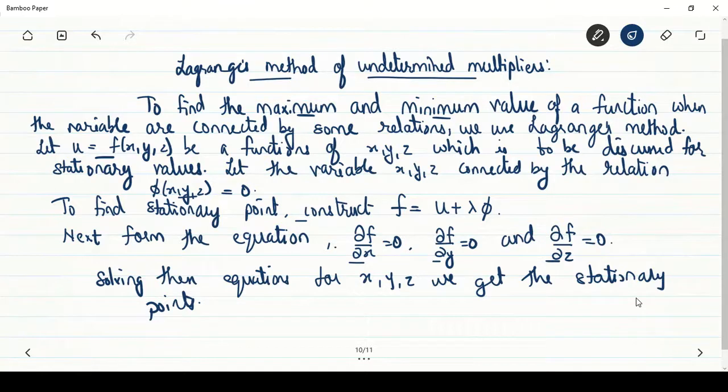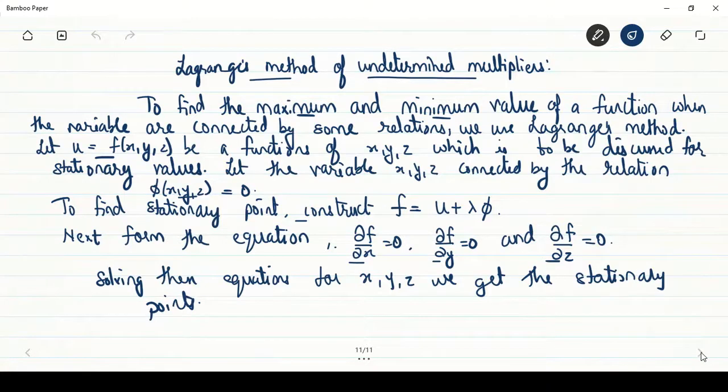So these are the steps for Lagrange's method. First we have to construct the function f, then we find the partial derivatives of f with respect to x, y and z, and then we equate those to 0 to get the values of the stationary points.